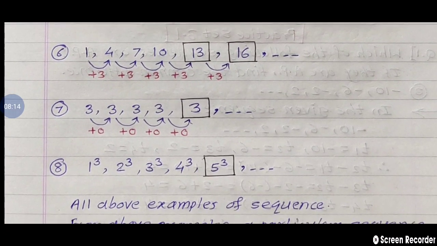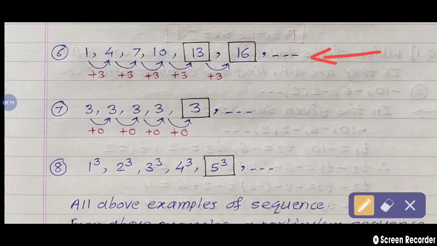Next example. See in this sequence 1, 4, 7, 10, what is the relation? So addition. 1 plus 3, then we are getting the second position number, 4. 4 plus 3, then we are obtaining the third position number, 7. 7 plus 3, then we are obtaining the number 10, that is at the fourth position. So what is the fifth position number? 10 plus 3, then we are getting 13. 13 plus 3, then we are getting 16, and so on. So this is also an example of sequence.